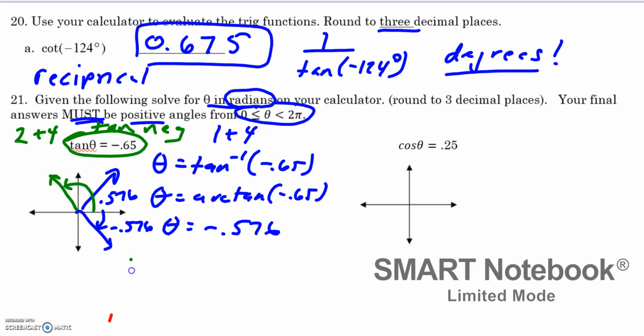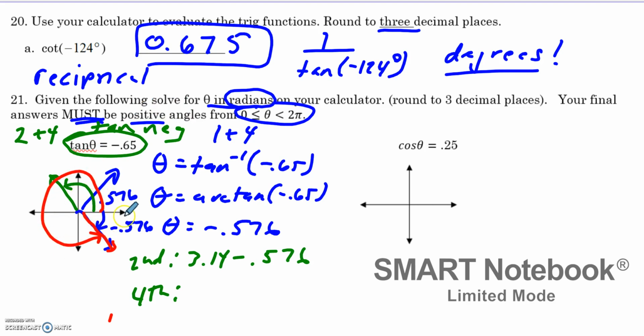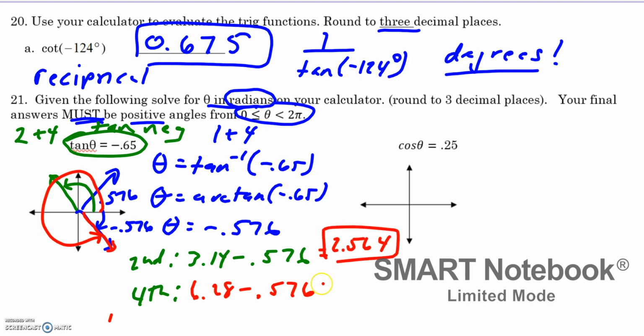If I focus on my 2nd quadrant answer first, I'm going towards 3.14, but don't quite get there. So it would be 3.14 minus the reference angle, and I'll get that answer in just a second. My 4th quadrant answer looks like it's already there. However, we need a positive answer. So we have to go all the way around like this. We are going almost to 6.28, but not quite. So it would be 6.28 minus 0.576. If I actually calculate these, this answer would be 2.564. And this answer would be 5.704.